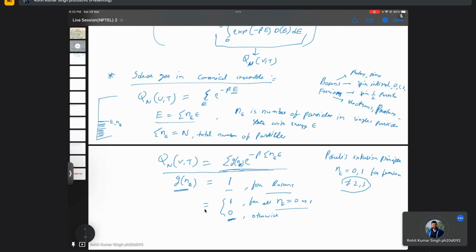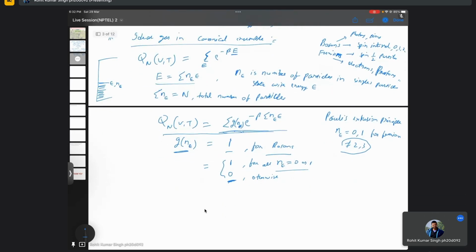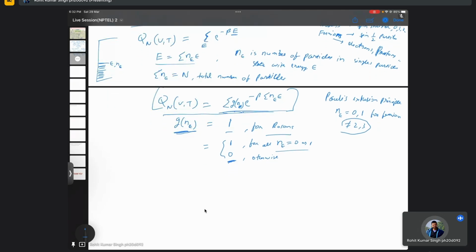Okay, so we have this expression of partition function, and it is valid for both bosons and fermions with their particular statistical weight factor G. Now, since we have the partition function, we can calculate the expectation value of almost anything, right?